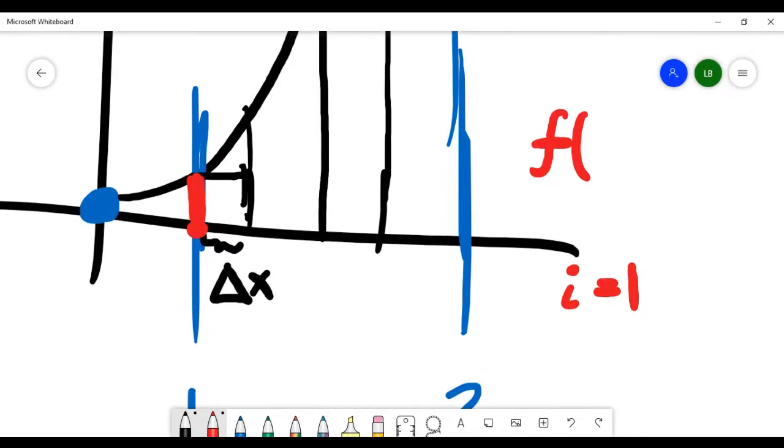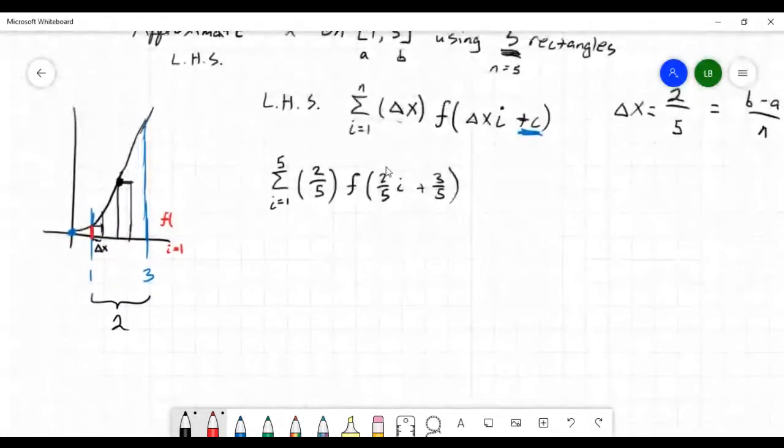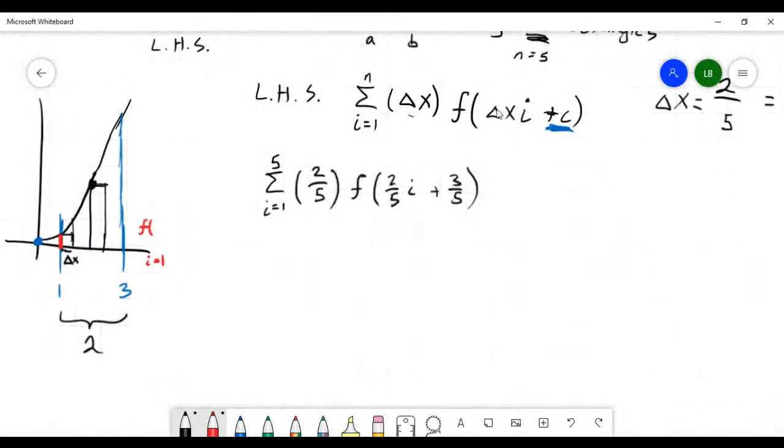Cool. So since i is equal to 1, we have our general form. We know that in general, we want to have f of our delta x times i. So if we plug in i equals 1, we know what delta x is, 2 over 5 times 1. Then we need to add some kind of shift to make sure that this has the right starting value, because our first rectangle should use the function value at this point exactly equal to 1. Does that make sense?